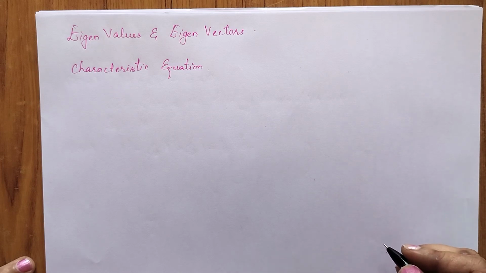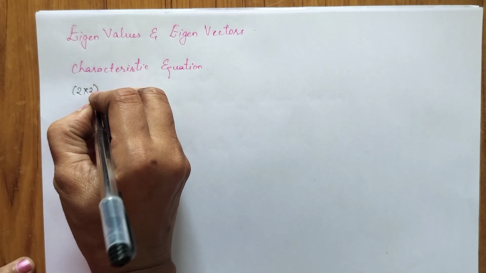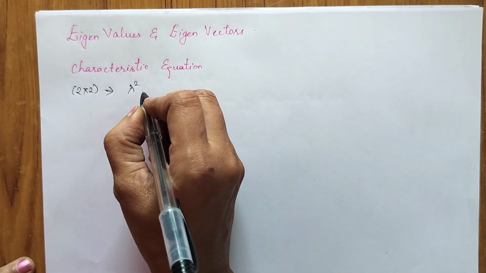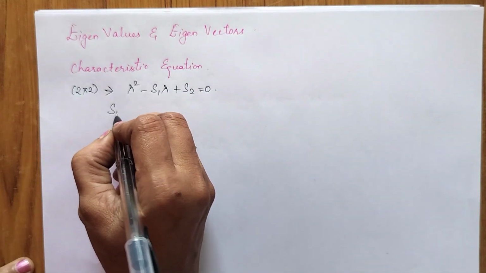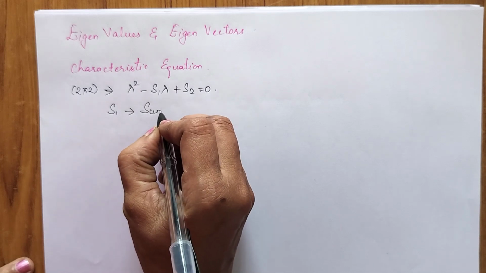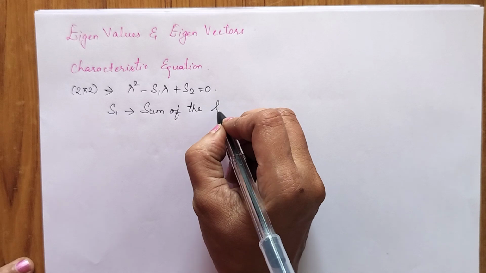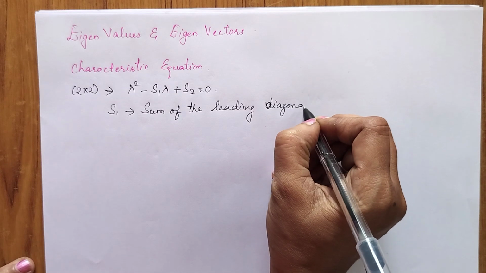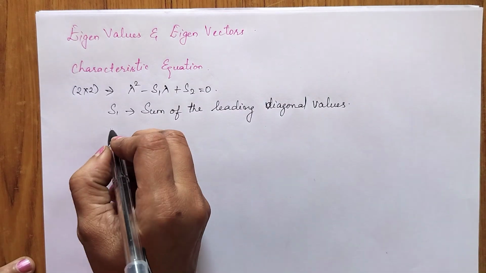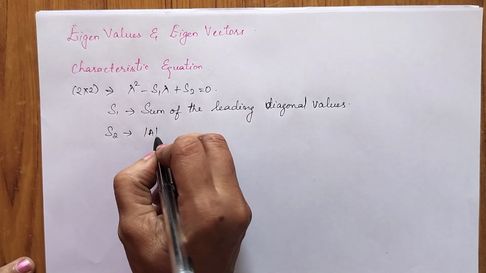Hi to everyone. Today we are going to learn how to find the eigenvalues and eigenvectors of a matrix. Before that, we have to know about the characteristic equation. For a 2 cross 2 matrix, the characteristic equation is lambda square minus S1 lambda plus S2 equal to 0. Here S1 is the sum of the leading diagonal values. Here S2 means determinant of A.